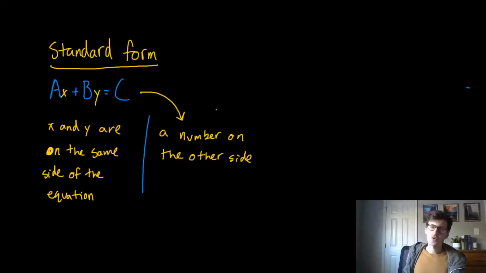Now, standard form is not that useful. Don't tell standard form I said that, okay? But it's not that useful, and that's why you don't see it a lot. But the nice thing about standard form is that it's very easy for us to find both the x and the y-intercepts. So if I have an equation in standard form, I can find both the x and the y-intercept.